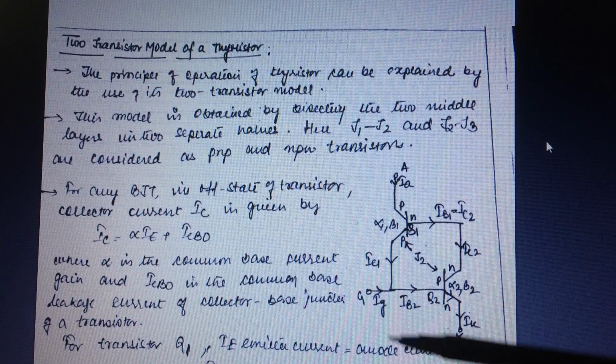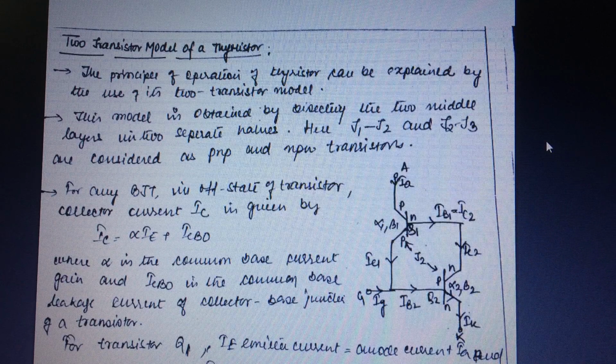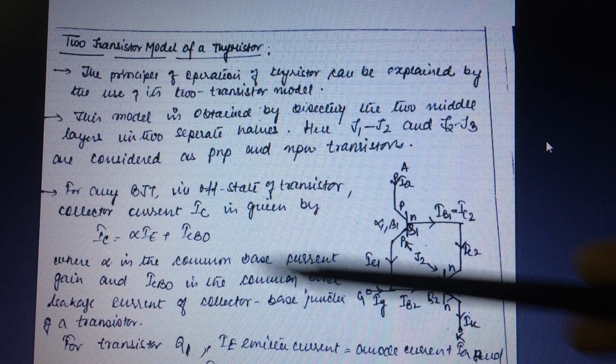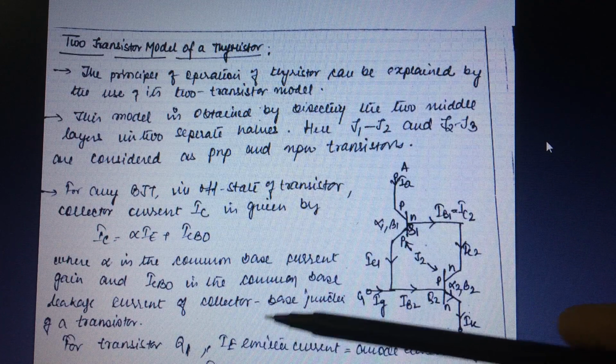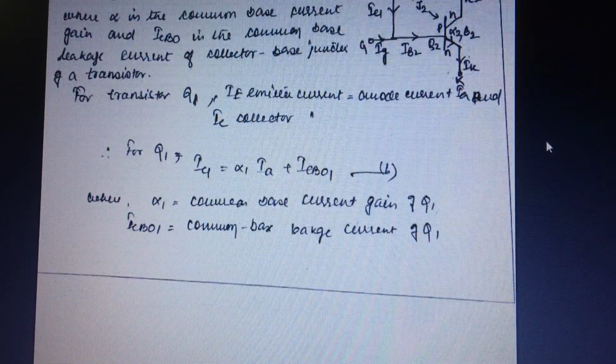Now, this is common for any BJT in the off state: the collector current IC is given by this formula, IC equals alpha IE plus ICBO. Here IC is the collector current, alpha is the common base current gain, IE is the emitter current, and ICBO is the common base leakage current of the collector base junction of a transistor. Now let's get started with the equations.